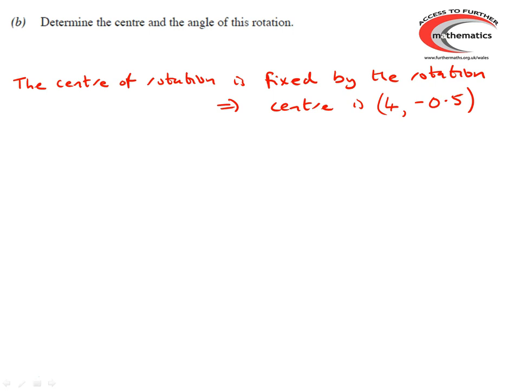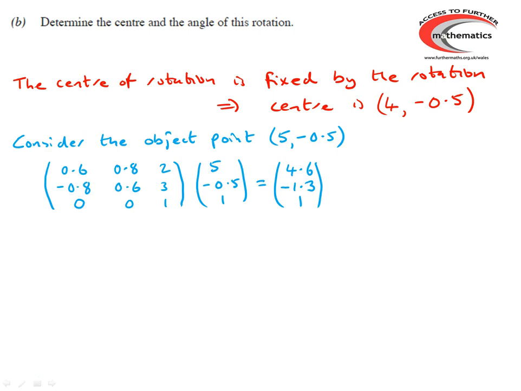A quick sketch diagram will help us to think about the angle of the rotation. So we know the centre of the rotation is the point (4, -0.5). So what we'll do is take a point which is really conveniently connected to the centre of the rotation. We'll take a point which is 1 unit away in the x direction. We'll take the point (5, -0.5). The matrix multiplication tells me that the point (5, -0.5) is transformed to the point (4.6, -1.3).